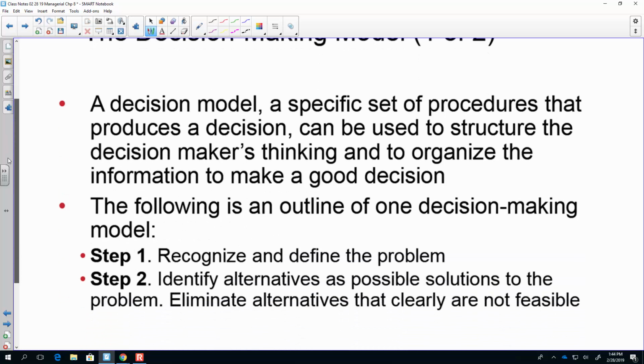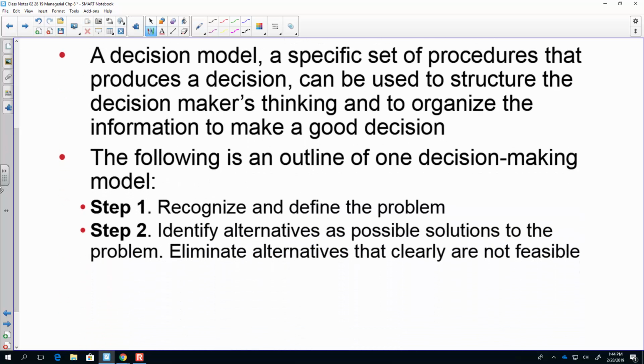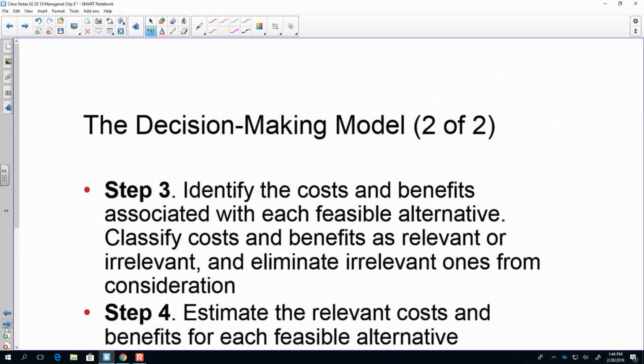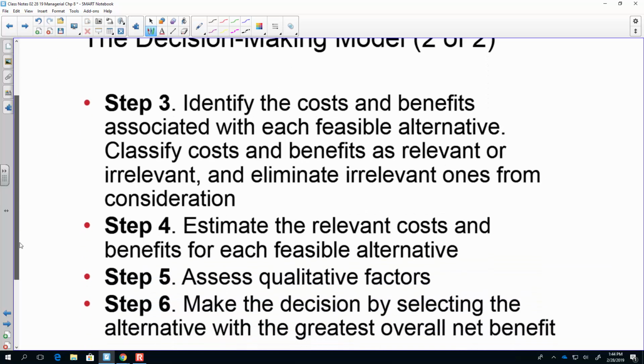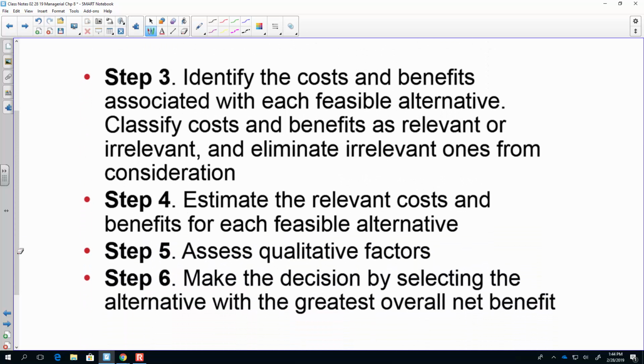So the model is, they give us steps, and our first problem will be recognizing the 6 steps here. There are 6 of them. Recognize and define the problem. Come up with alternatives is step 2, and eliminate those that are clearly not feasible. Step 3, what are the costs and benefits for each alternative, right? Come up with their dollar amounts in step 4.